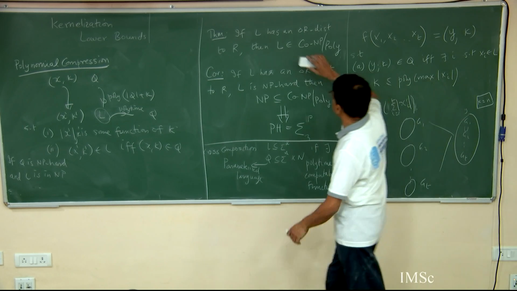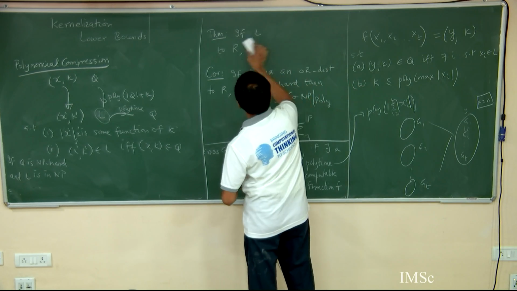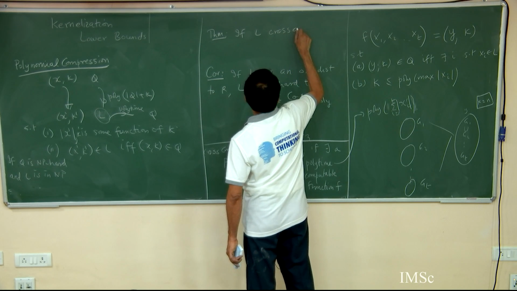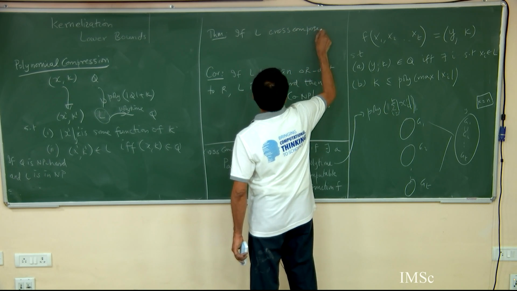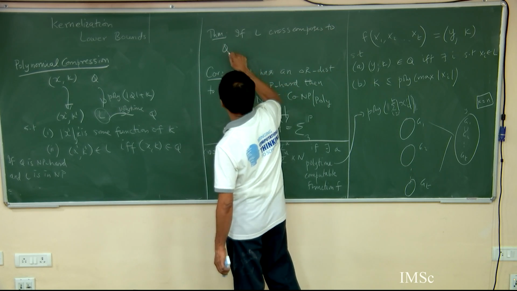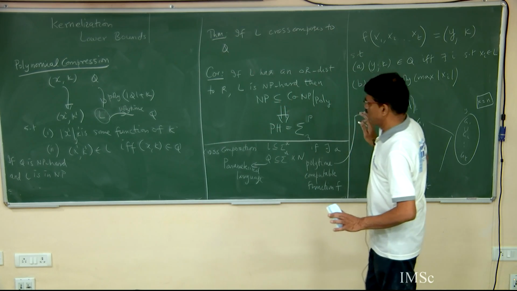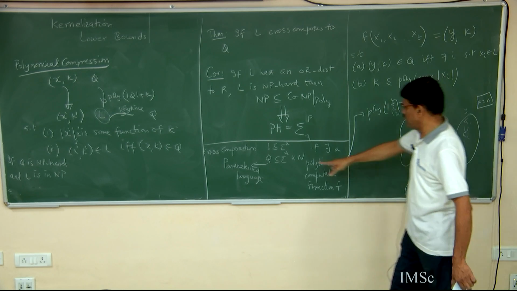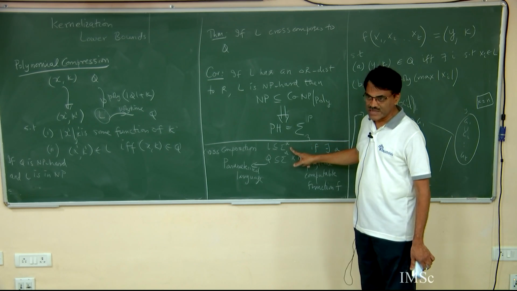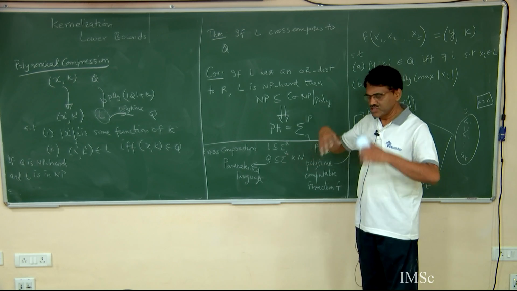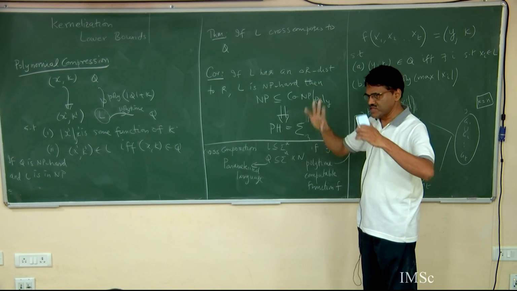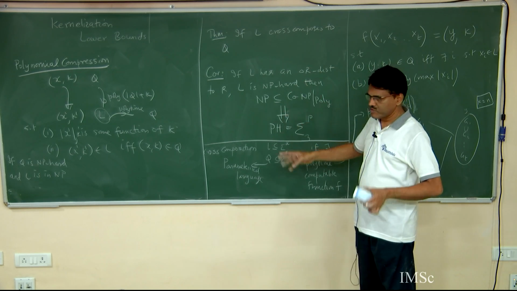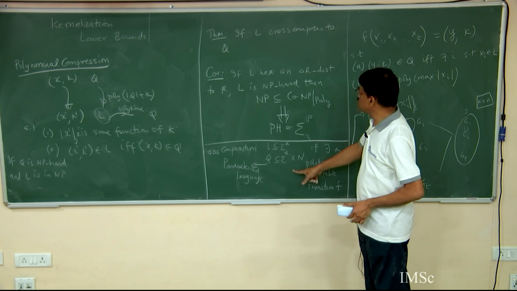If L cross composes to Q, L is not even a parameterized language. When we started off, remember, L need not be a parameterized language. You can just talk about some optimization problem, SAT, minimum dominating set, whatever. Then we cross compose to a parameterized language.